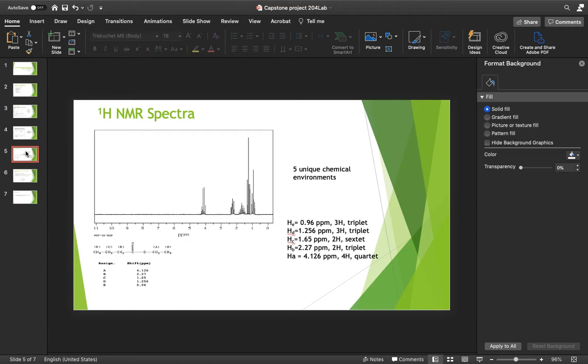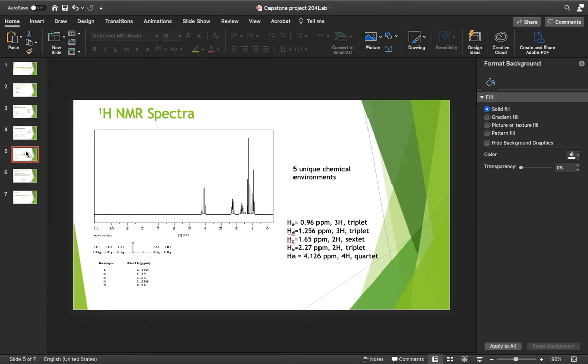The hydrogen spectrum is very difficult to analyze, but we're going to do it anyway. There are 5 unique chemical environments indicated by 5 peaks on the spectrum. Starting with the most upfield peak, we have a 3H peak, indicating 3 hydrogens, at about 0.96 parts per million. It's a triplet, therefore it must have 2 neighbors. This shows that it's a methyl group bonded to a CH2 group, so it's probably at the end of the molecule.